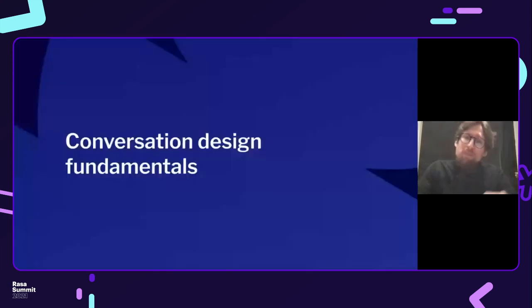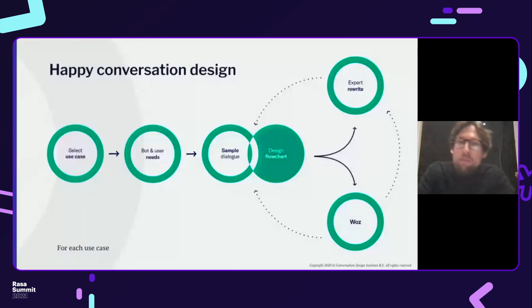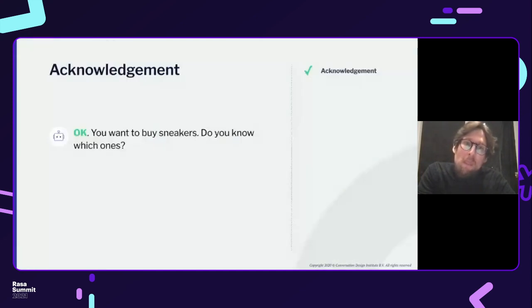If that's a word. So once we have these conversations, we're going to write some conversation design fundamentals, right? And this is part after the sample dialogue. We want to write some fundamentals in conversation design so that we can validate it through a Wizard of Oz test. So let's look at some of these. Okay, you want to buy some sneakers. Do you know which one?